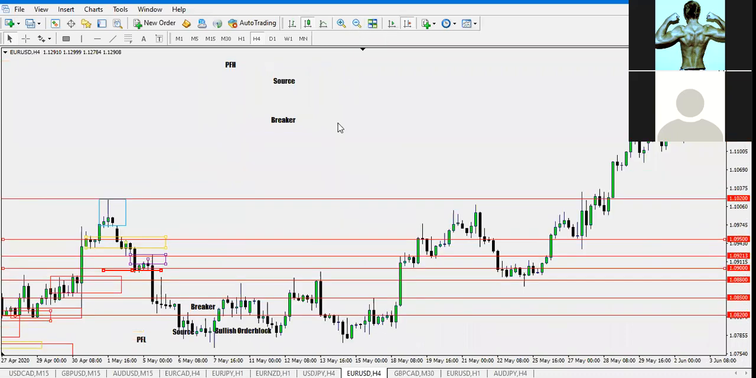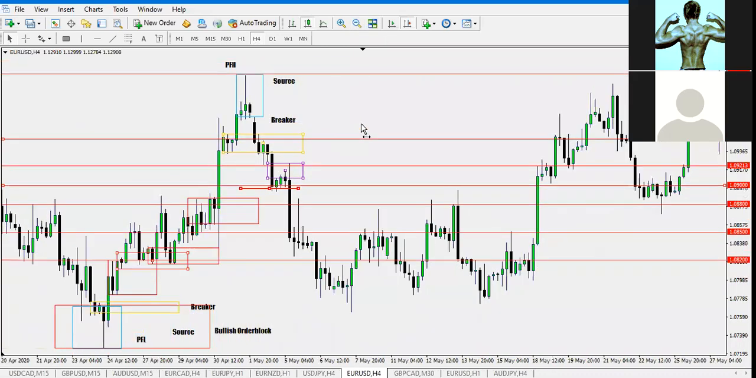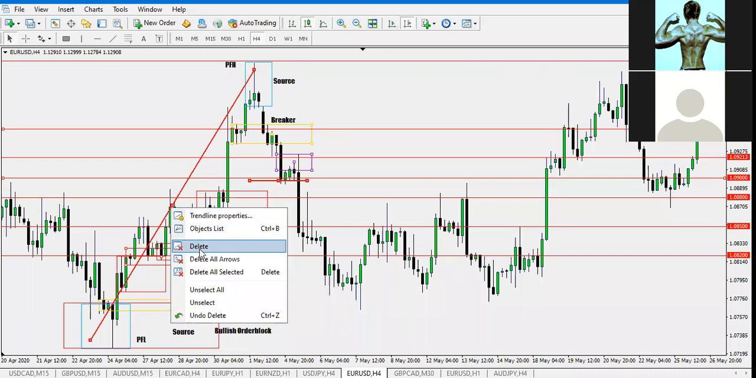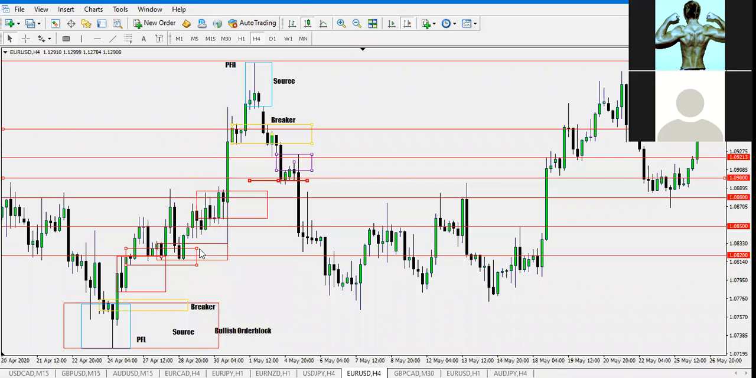And if we zoom out here, we've had our source at the top, we've had our source at the bottom, and generally we trade from source to source. Now, retail traders will call this support and resistance. There is no support and there is no resistance, based on the fact that price is not random and price is manipulated by the institutions.